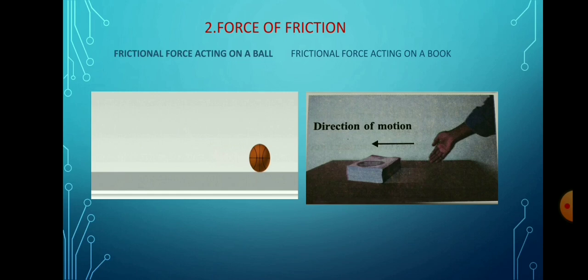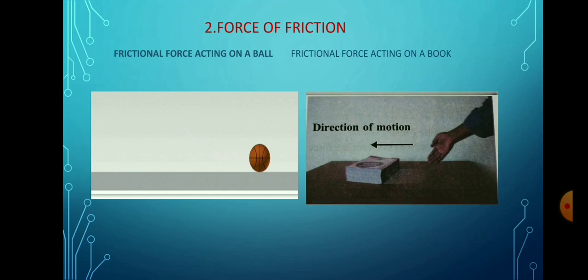From these activities, what do you observe, children? Is there any force acting on them to stop? Yes, that is frictional force, the force which always opposes the motion of one body over another body. It acts between the two surfaces, that means the ball and ground, and the book and horizontal floor, which are in contact with each other. So, friction is a contact force.